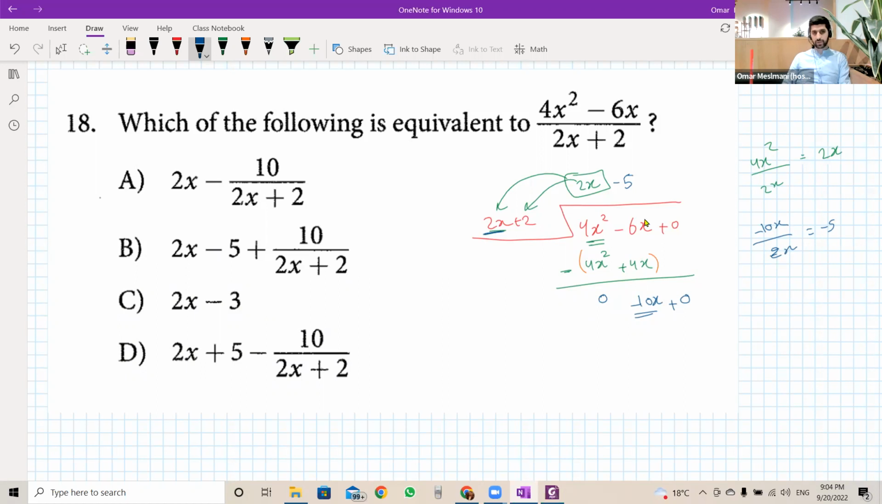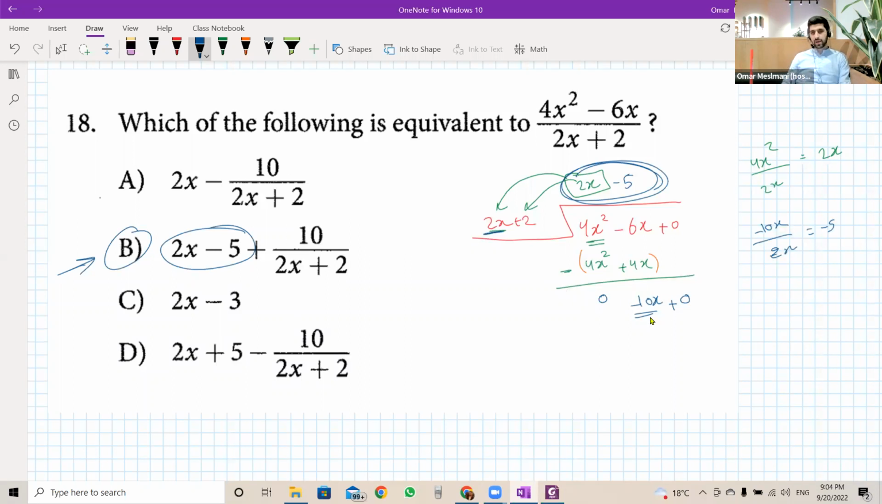I guess I will stop. I'm not going to resume it. Do you know why? Because what is your answer? 2x minus 5. The only one that has 2x minus 5 is B. I will show you, I will resume it, but that's where you stop. Basically, in the SAT test, you will stop because you found the answer.